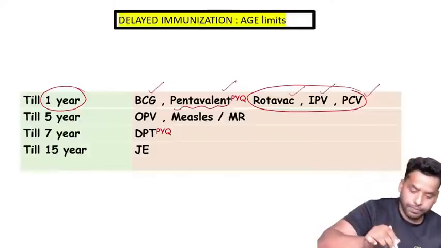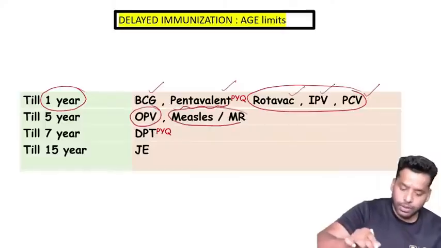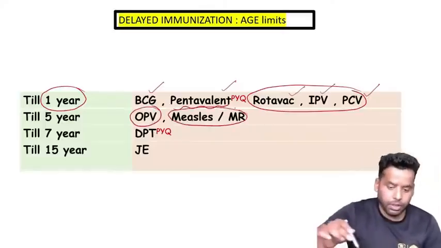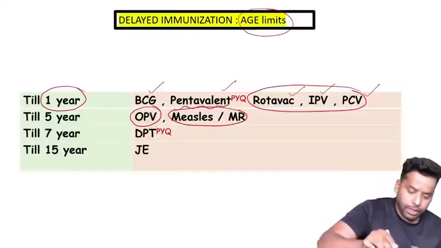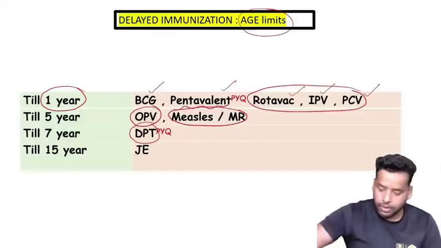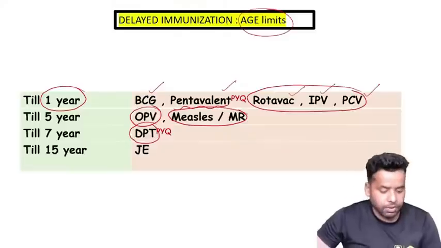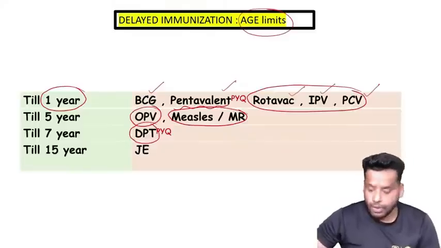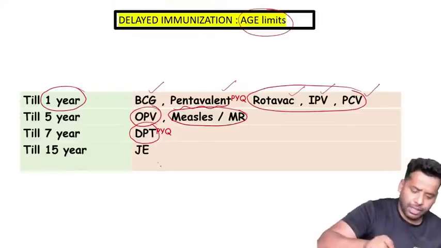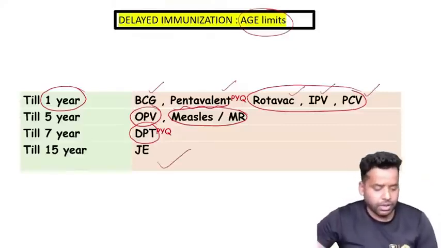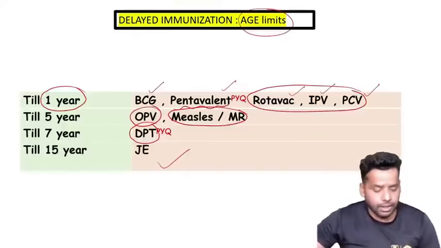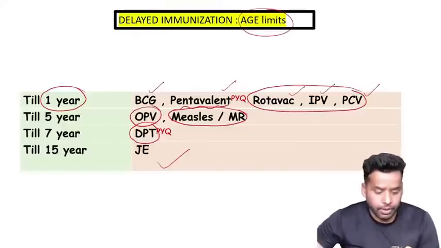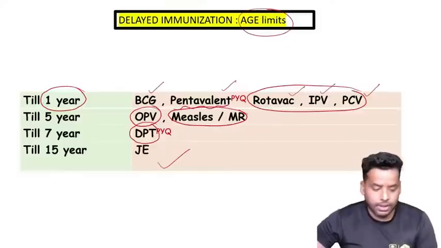Till 5 years, OPV, measles or MR. This is the routine immunization age limits I am telling. Till 7 years DPT can be given, the pertussis component can be used. In endemic states they might ask this question. As of now, not asked. What is the upper limit for routine immunization for JE? If they ask, it is 15 years. These are the age limits.